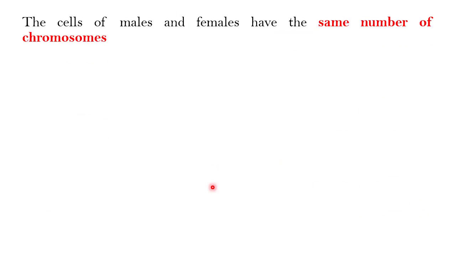Now, if you talk about this ZZ/ZW system, the cells of the male and the female are going to have the same number of chromosomes, just like the XX/XY system, and unlike the XX/XO system. If you look at the female, they are going to have two different sex chromosomes. One is known as the Z, the other one is known as the W. If you talk about the males, they are going to have two same sex chromosomes, which are ZZ: one is the Z, and the other one is also the Z chromosome.